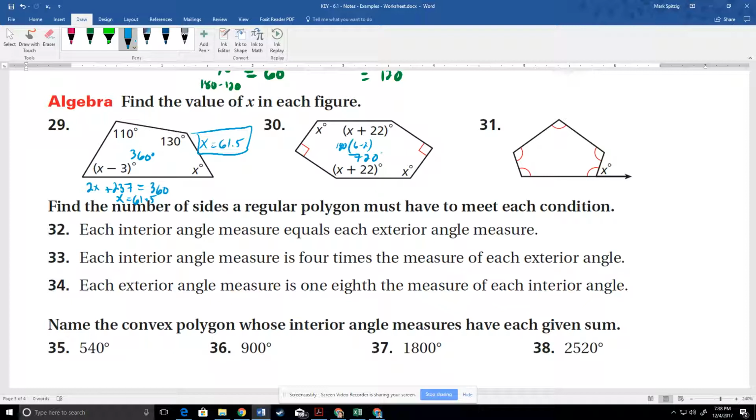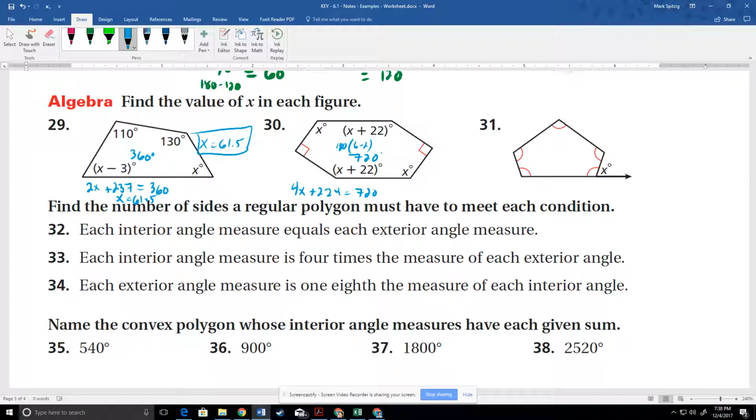I can say x plus x plus x plus x, so we have 4 x's. We have 90, 90, 22, and 22. So we have 180 plus 22. Oh, no, 2 times 22, so 44. So we have 224. So 4x plus 224 does have to equal 720. So we subtract, and then we divide by 4.